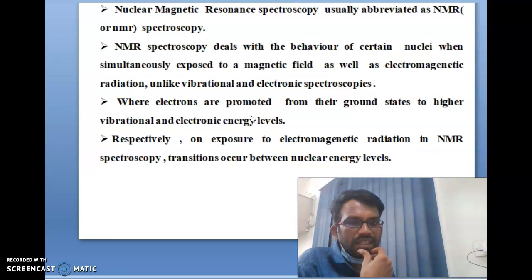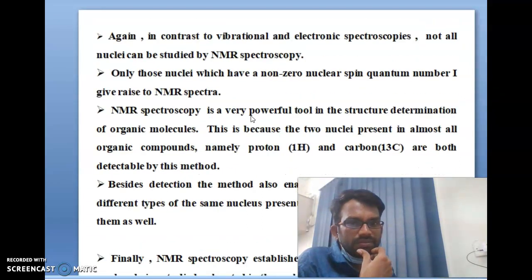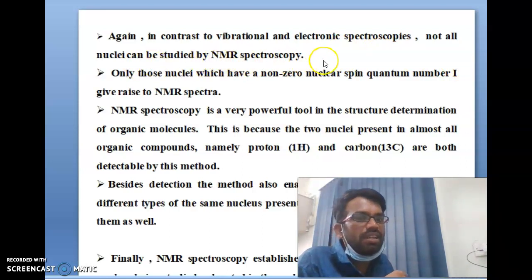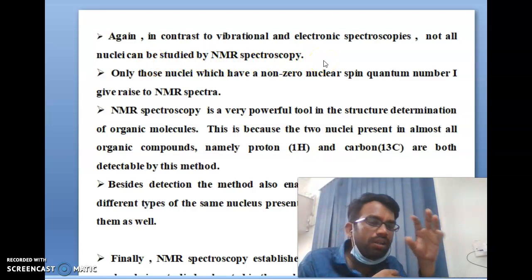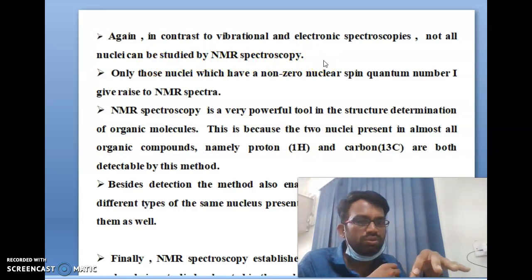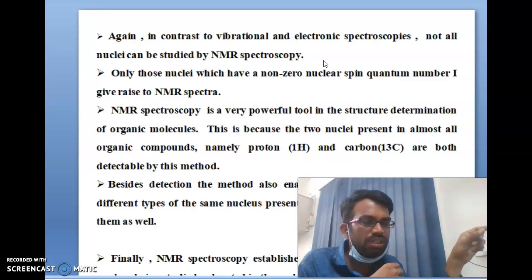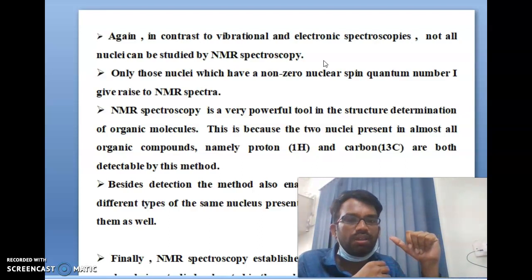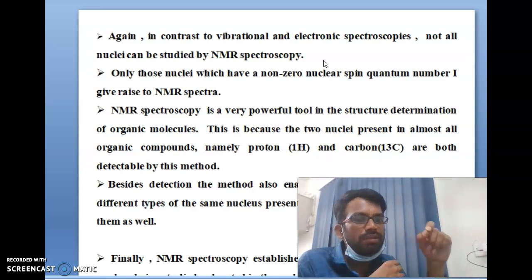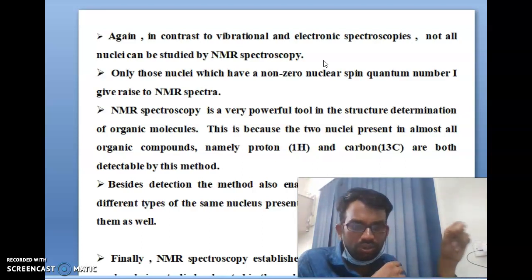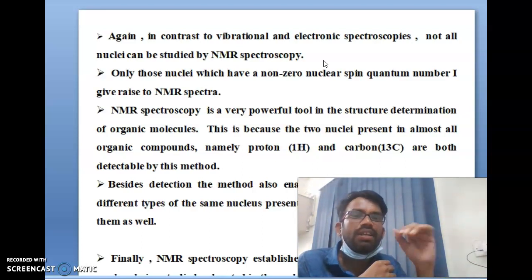Next, we can see the second slide. In contrast to vibrational and electronic spectroscopies, not all nuclei can be studied by NMR spectroscopy. Only those nuclei that have a non-zero nuclear spin quantum number, I not equal to 0, can be studied. Suppose I equals 0, then we can't study it by NMR spectroscopy. That point is very important. Keep it in your mind.